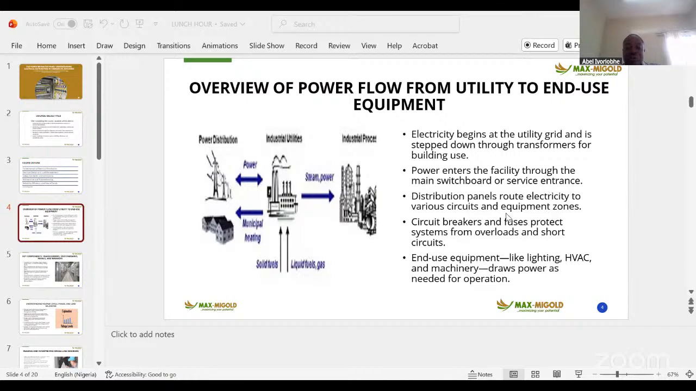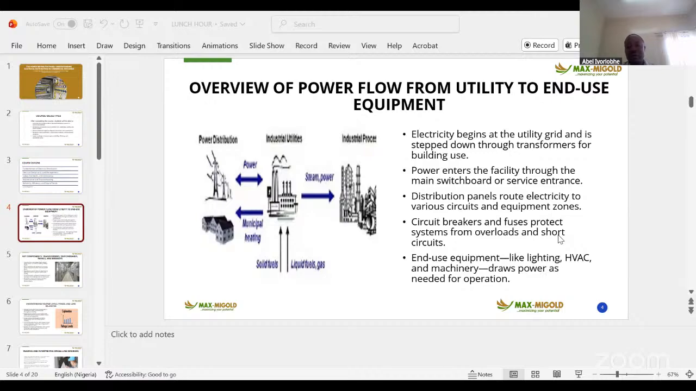So we have the distribution panels, which route electricity to various circuits and equipment zones. What this means is that in your facility or in your home, you have what's called a distribution board where you distribute power to where it is needed, from the circuit breaker in the distribution board to where you have your AC unit, your chiller, your lift. So there is a section of your facility that has that distribution panel. That is where all the equipment are fed with power.